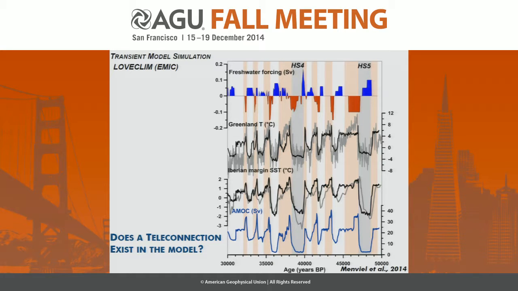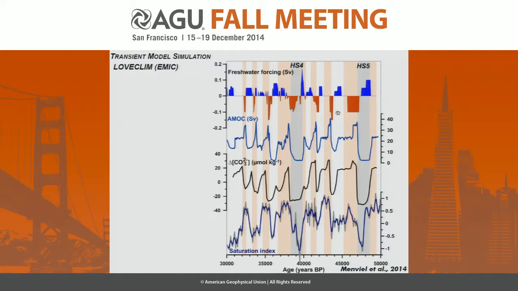But what the model also reproduces is actually very strong changes in the AMOC index. So not only during the Heinrich events, but also during the Dansgaard-Oeschger stadials and interstadials. So we ask ourselves, what is actually the teleconnection in the model between the North Atlantic and the deep sub-Antarctic Atlantic?